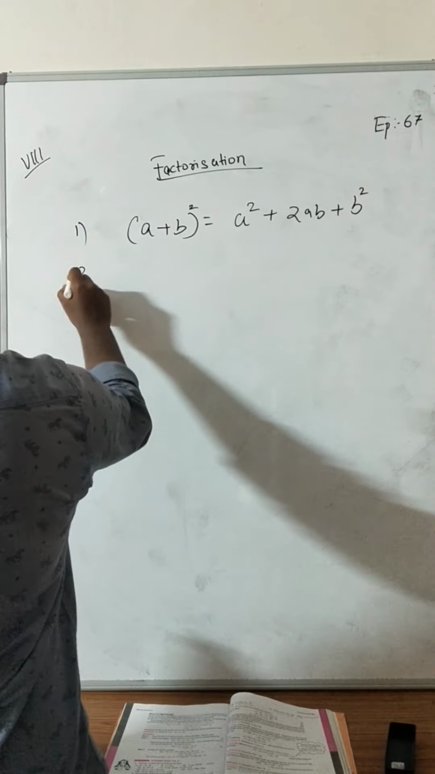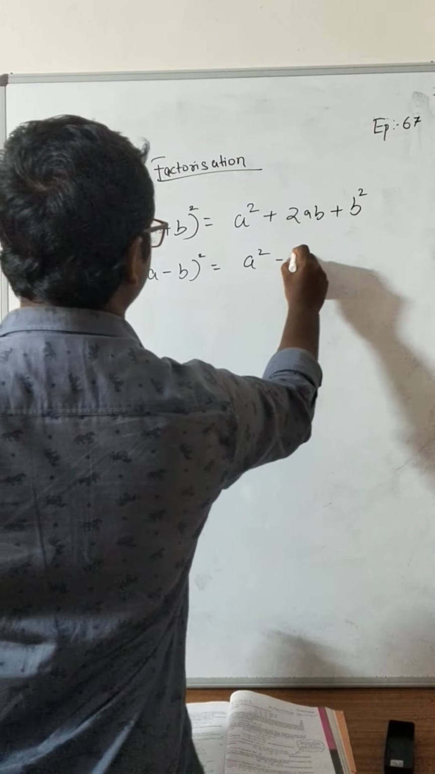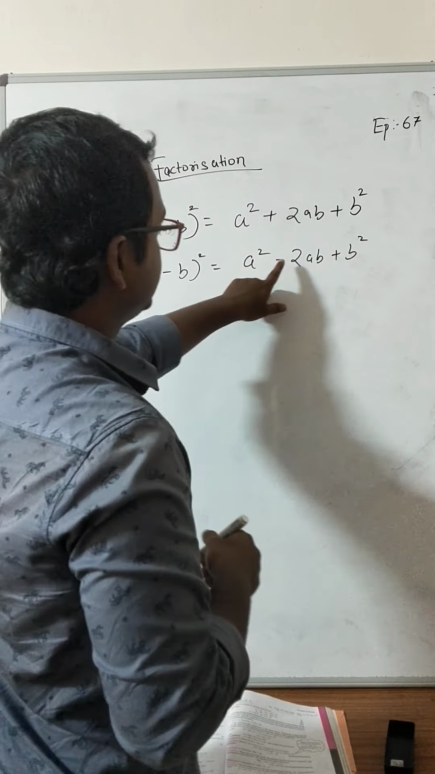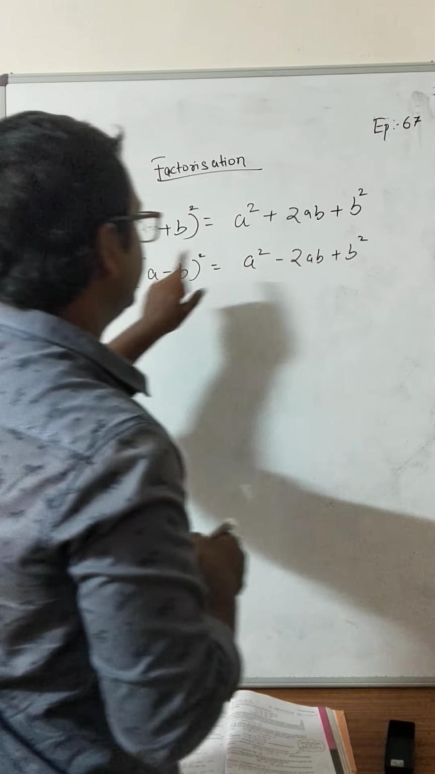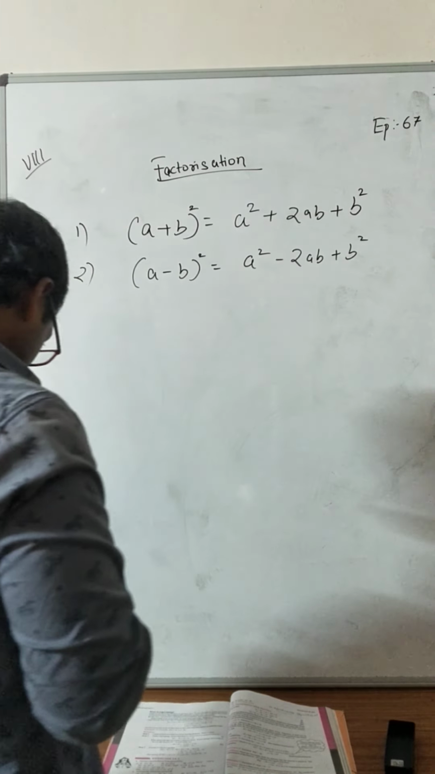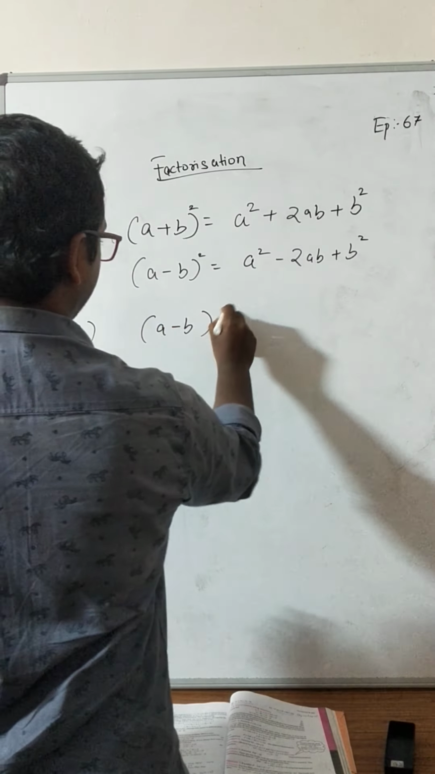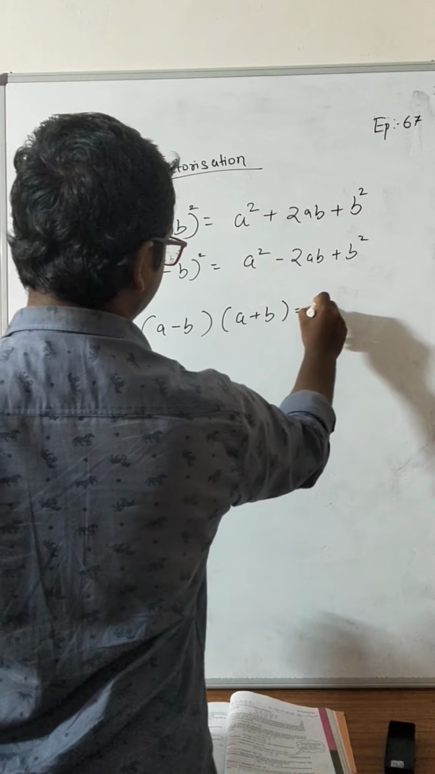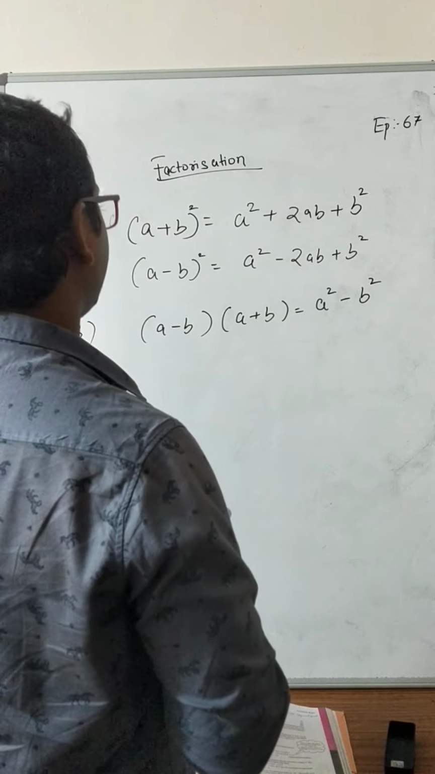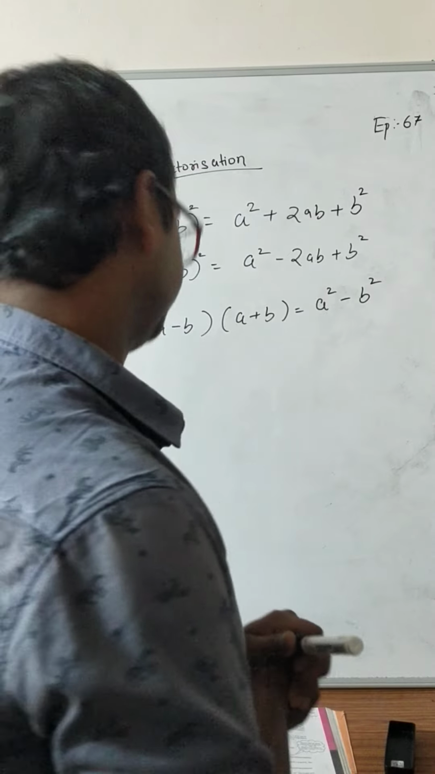The second identity that we have to study is (a minus b) whole square is a square minus 2ab plus b square. So when minus comes, only this sign will change. In plus, everything is positive. In negative, the second sign will be negative, that is, 2ab will be negative. The third one we have to study is (a minus b) multiplied with (a plus b) is equal to a square minus b square. So these are the three identities using which we will do factorization.